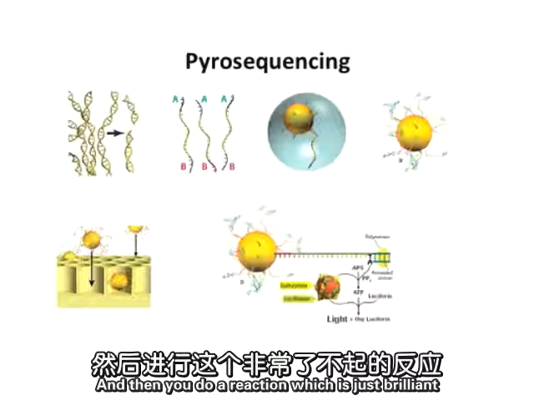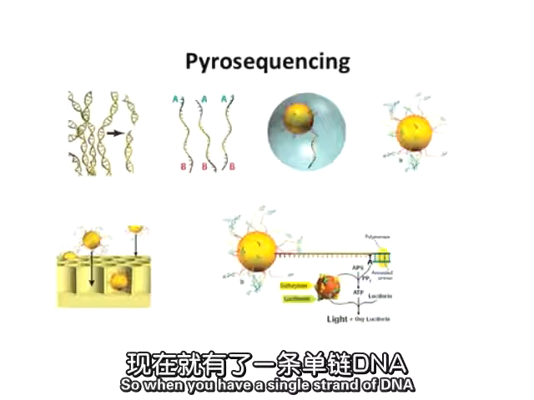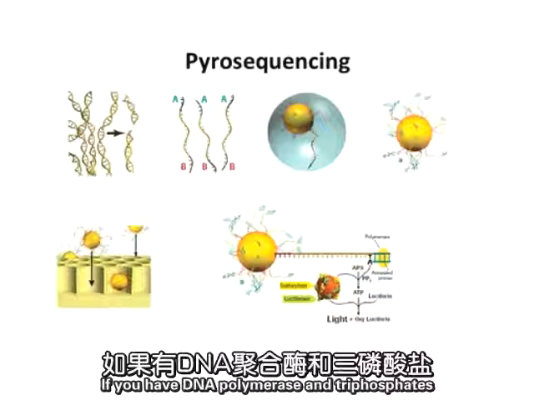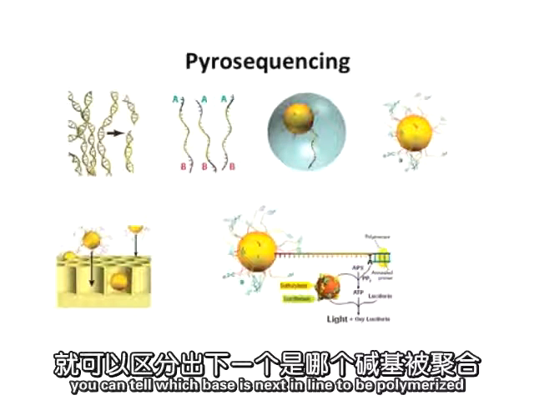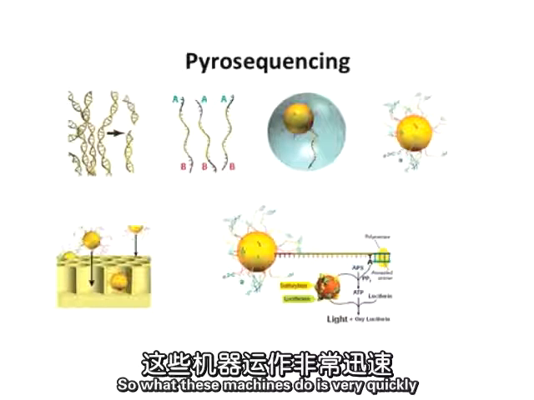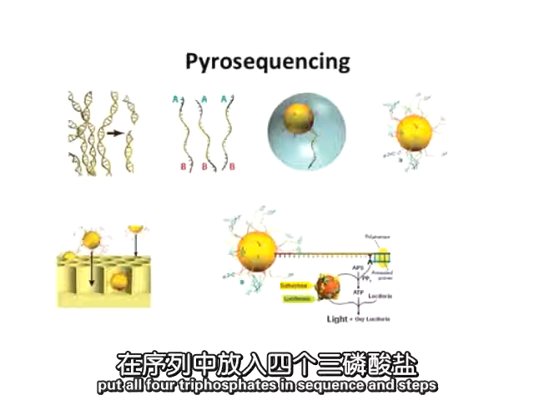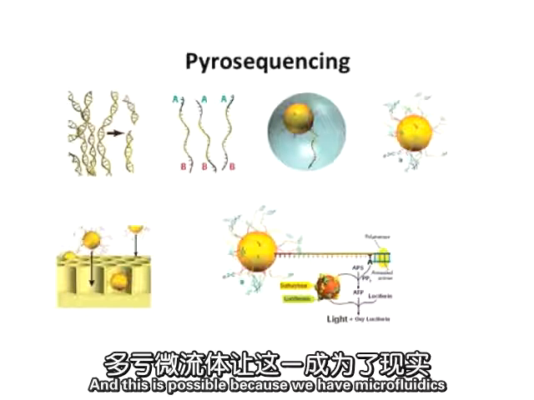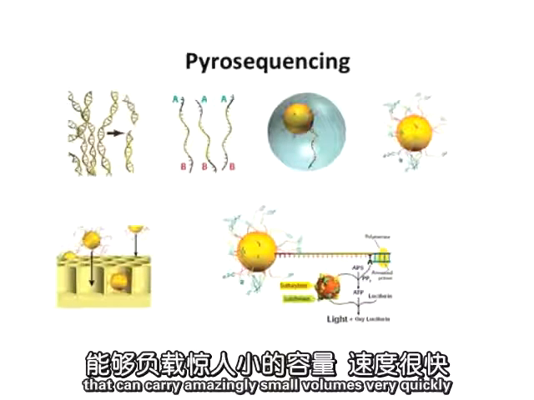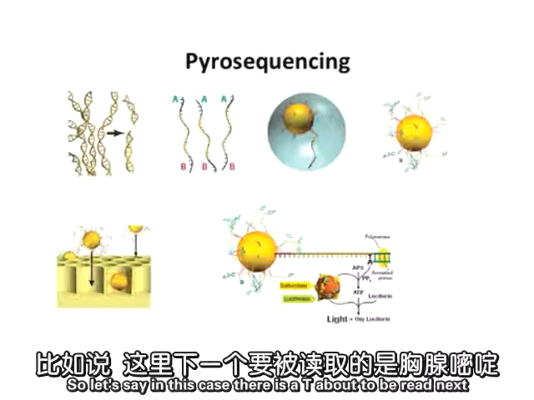And then you do a reaction which is just brilliant. So when you have a single strand of DNA, if you add DNA polymerase and triphosphates, you will of course make a second strand of DNA. If you add one triphosphate at a time, you can tell which base is next in line to be polymerized. So what these machines do is very quickly put all 4 triphosphates in sequence in steps, and then they measure which one is incorporated. And this is possible because we have microfluidics. We have very small tubes that can carry amazingly small volumes very quickly. So let's say in this case there's a T about to be read next.